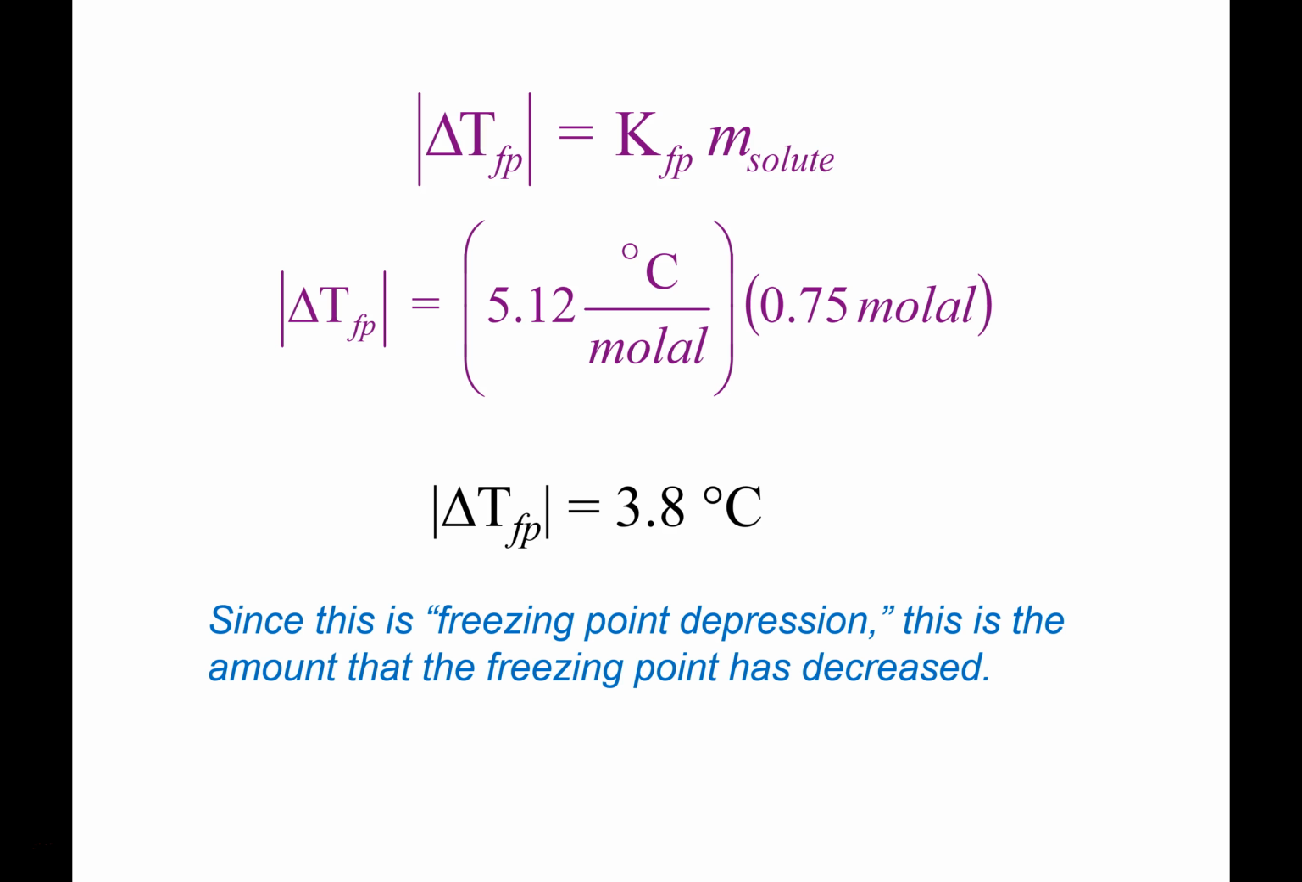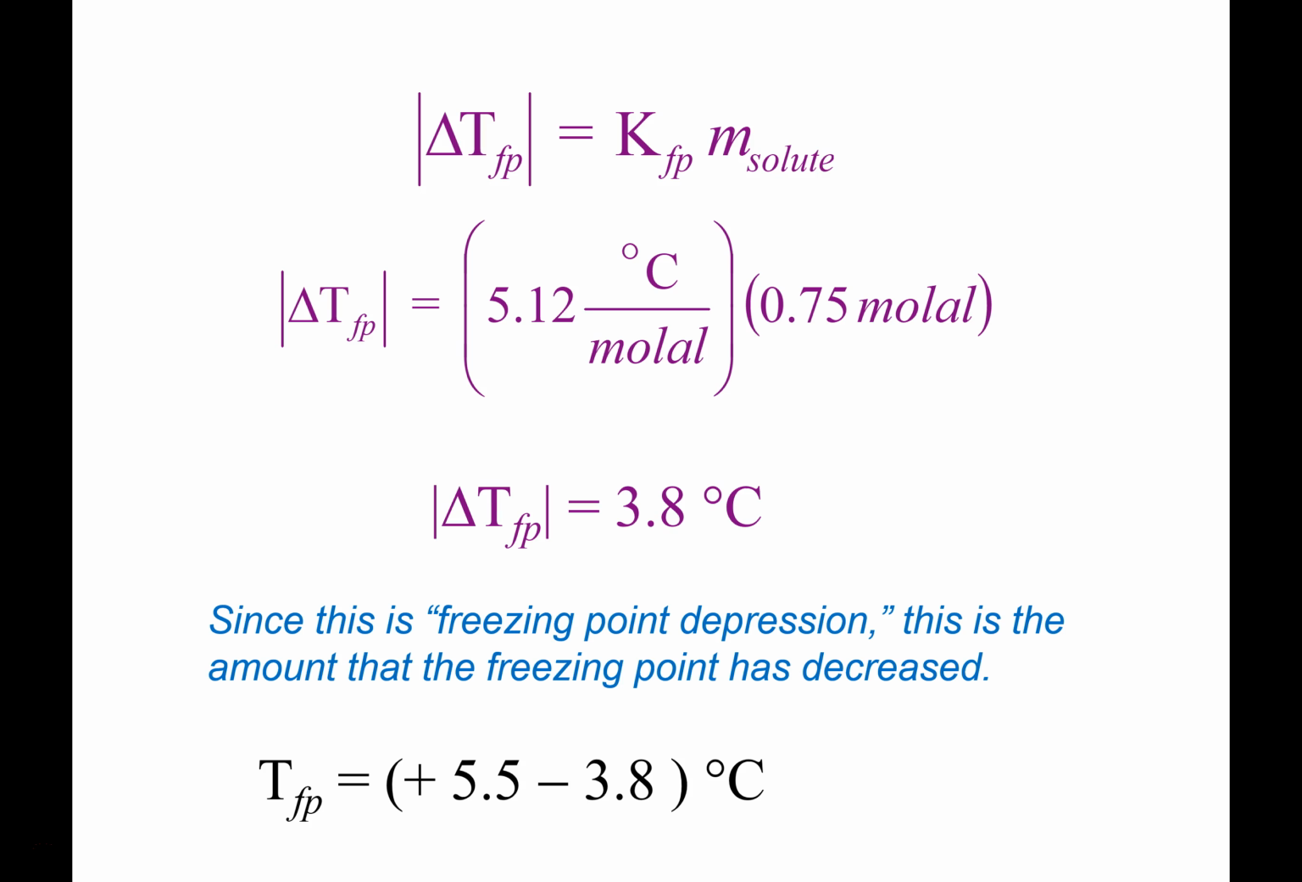Now this is where, in the bottom there, I said we just need to keep our wits about us, and remember it's freezing point depression. So we need to apply that 3.8 to the freezing point that pure benzene freezes at. So we're going to subtract 3.8 units. So it looks like this. What it usually freezes at in its pure state is 5.5 degrees Celsius.